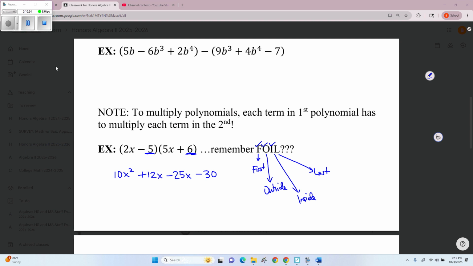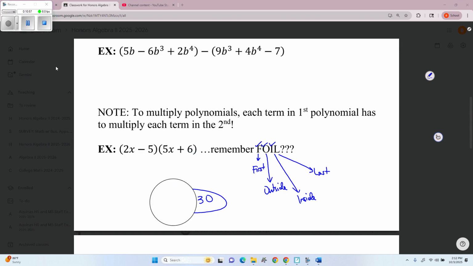And then it doesn't always happen, but what frequently happens is we end up with the ability to combine our inside and outside terms, as we do here. 12x minus 25x is a negative 13x. And this cannot be combined with a single number, the minus 30 at the end, and it cannot be combined with the x squared at the beginning. So this is our result on this one.